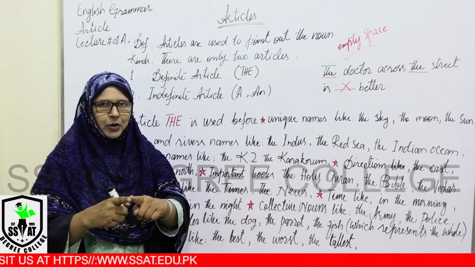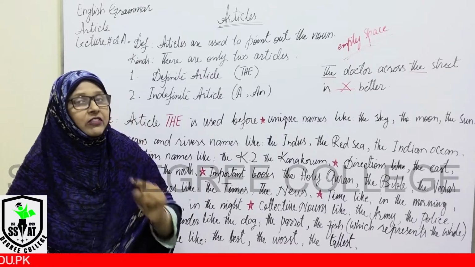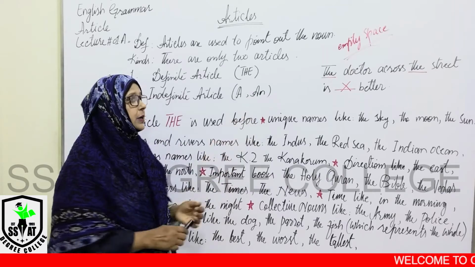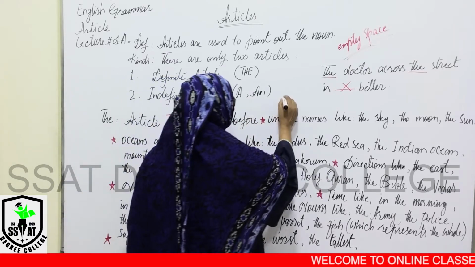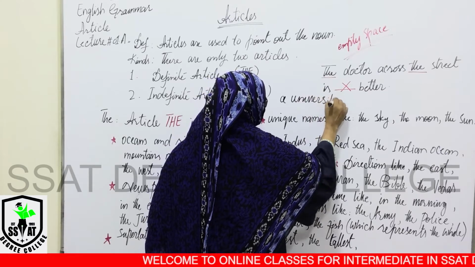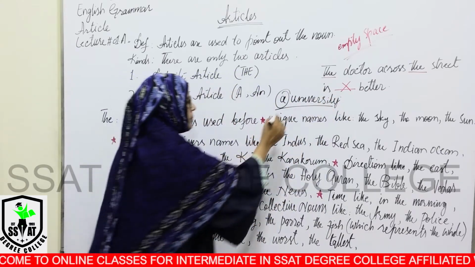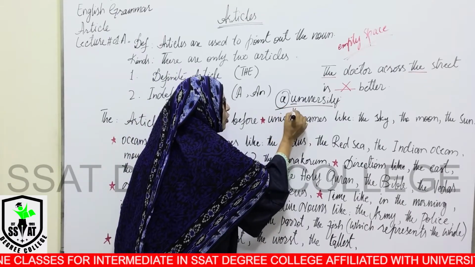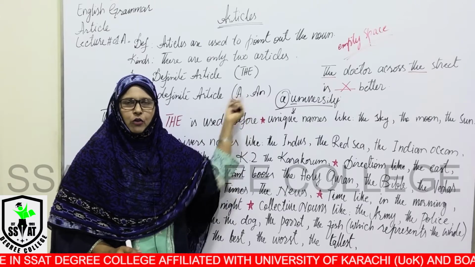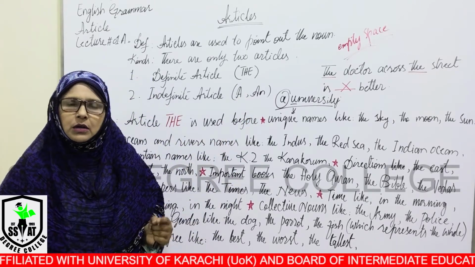Let me correct you, my dear students. You should understand this thing. It is not only that a vowel comes; actually it needs a vowel sound. Like a university. University, article a is followed. A university. What do you know? U is a vowel, but the sound is not a vowel sound. Vowel sounds are a, o, like that.